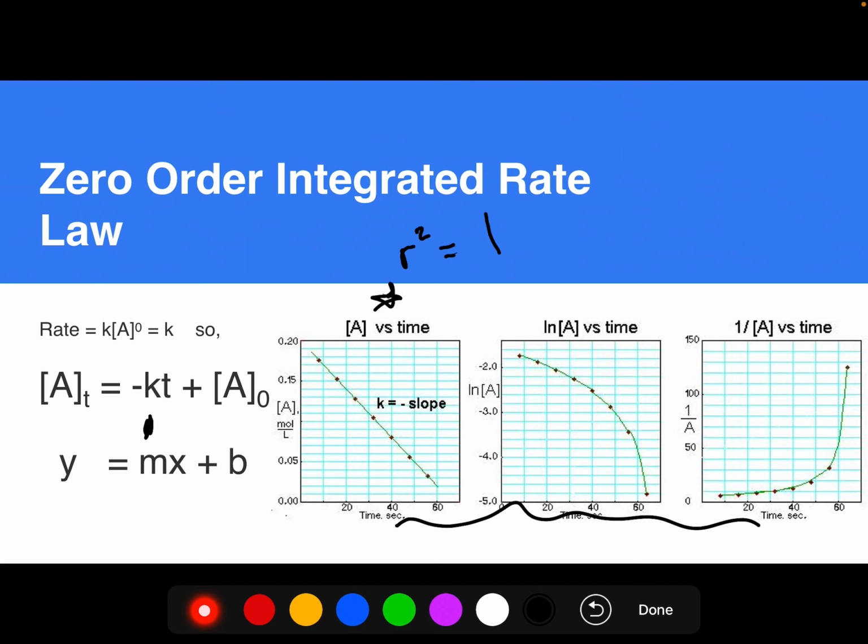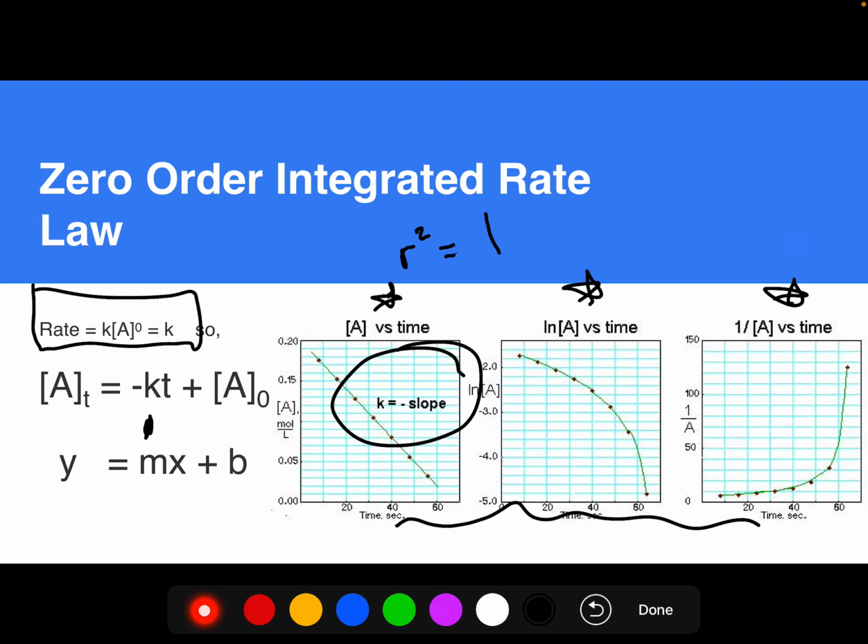If this graph makes the best line, it's zero order. If this graph makes the best line, it's first. If this one, it's second. And not only that, but the linear regression will give you the slope, which in each case will allow you to find the rate constant. And if you know the rate constant and you know the order, you also know the rate law.